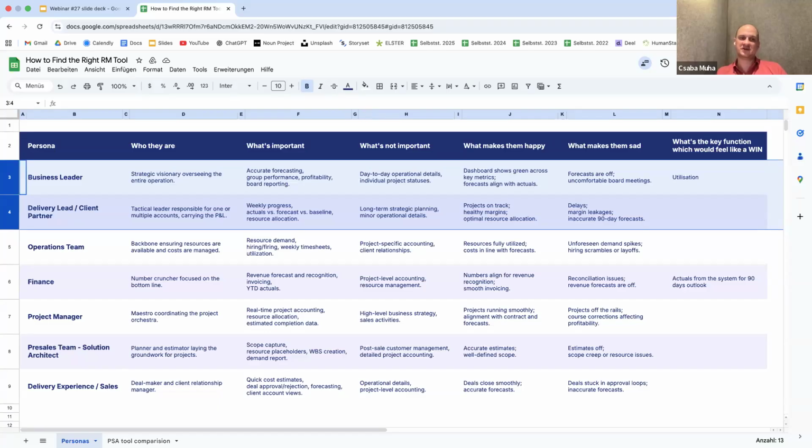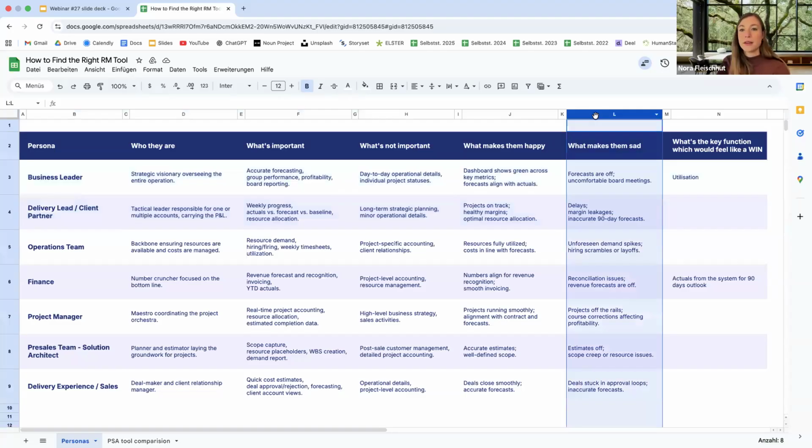And once you have this position, the only thing you need is that the rest of the personas should not be a distractor. They should be at least neutral. So what makes them sad is very important. You don't necessarily have to make them happy, but make sure that they are not sad. So the ranking depends on the company situation. For us, it was the business leader.